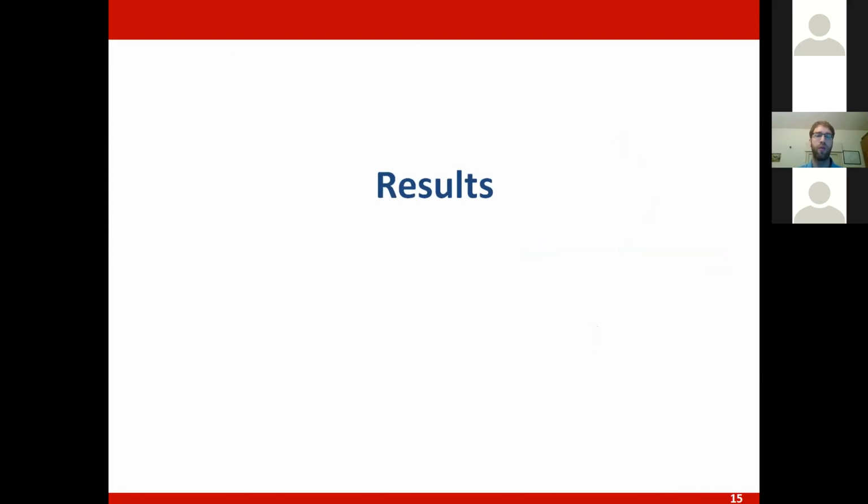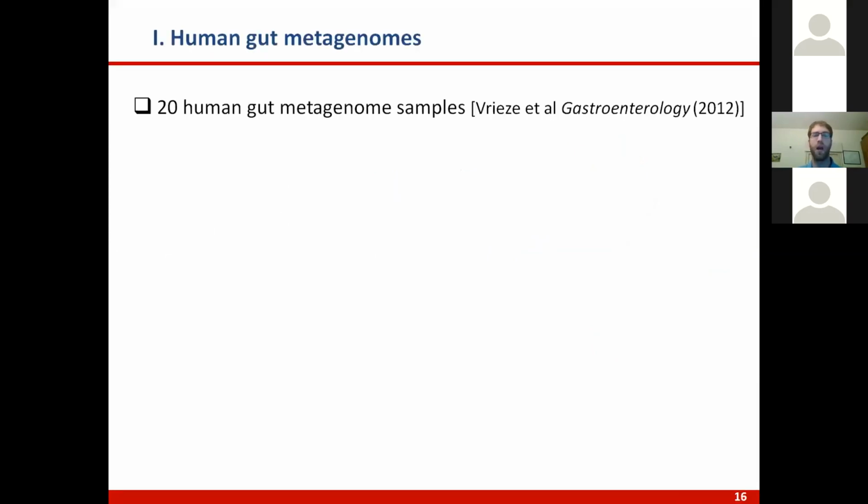And so we started off with simulations, and you can see those in the manuscript. I want to focus mostly on the real experiments, which are the most interesting. So the first setting we looked at was publicly available human gut metagenome samples. And this is from a large study from a number of years ago. I've arbitrarily selected 20 of the most deeply sequenced samples, the highest depth. And I'm showing here the results.